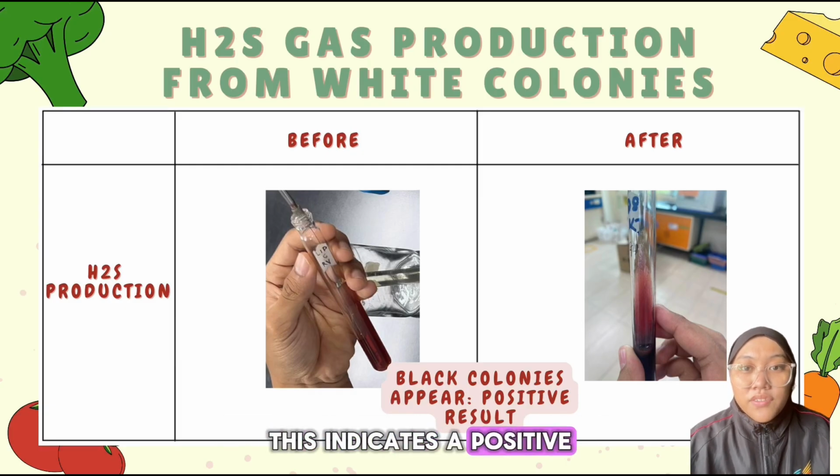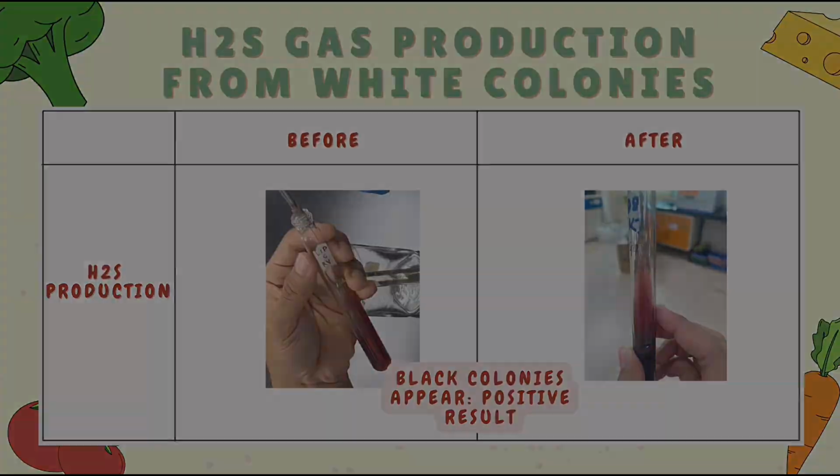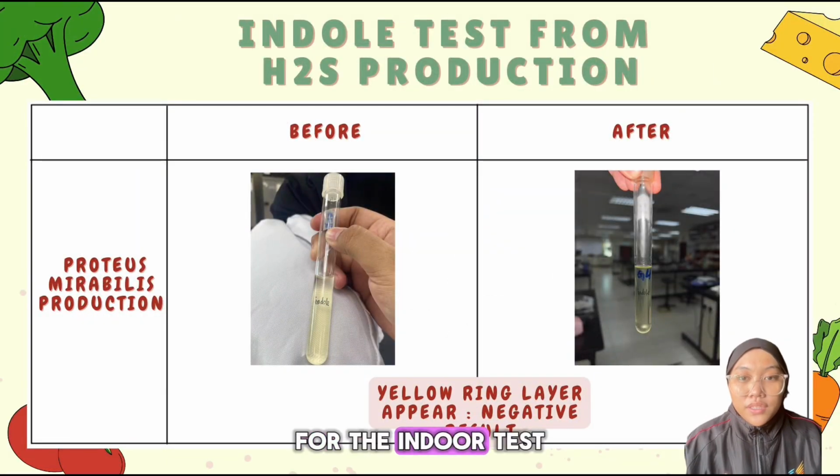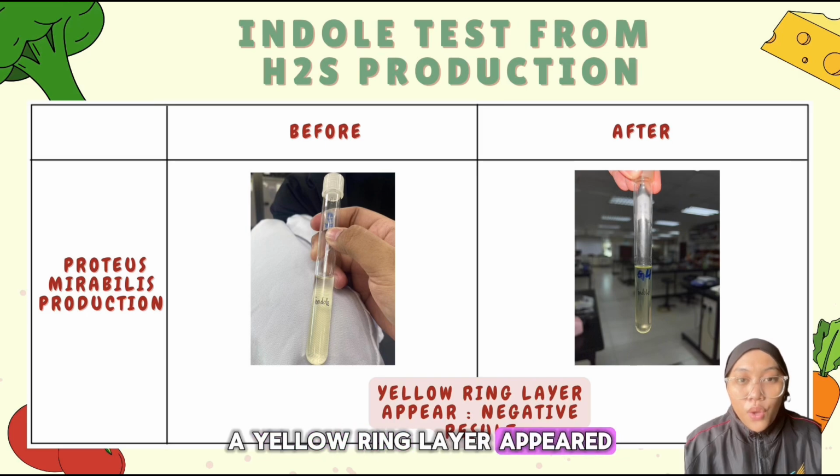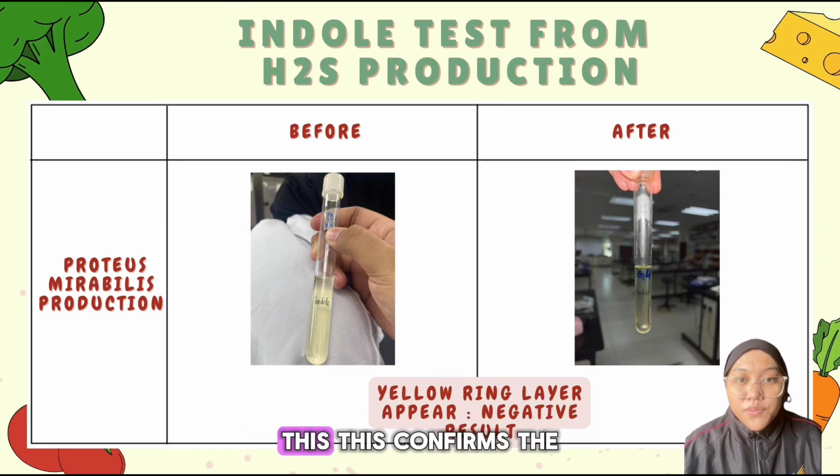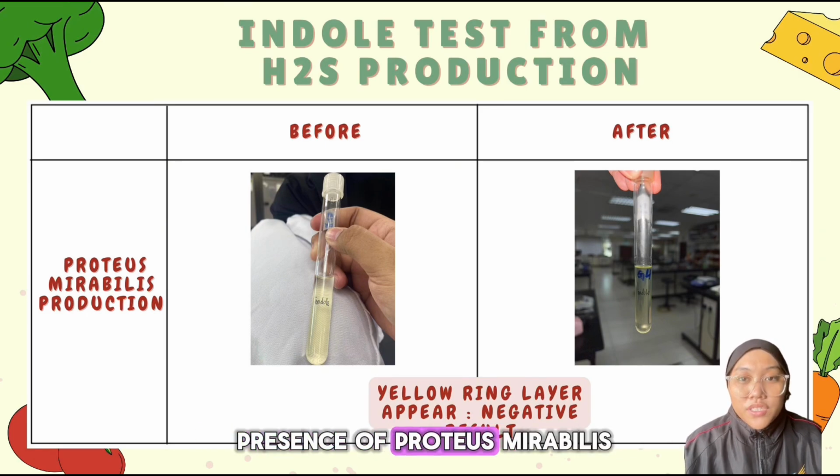This indicates a positive result for H2S production. Lastly, for the indole test from the H2S producing colonies, a yellow ring layer appeared, which indicates a negative result. This confirms the presence of Proteus mirabilis.